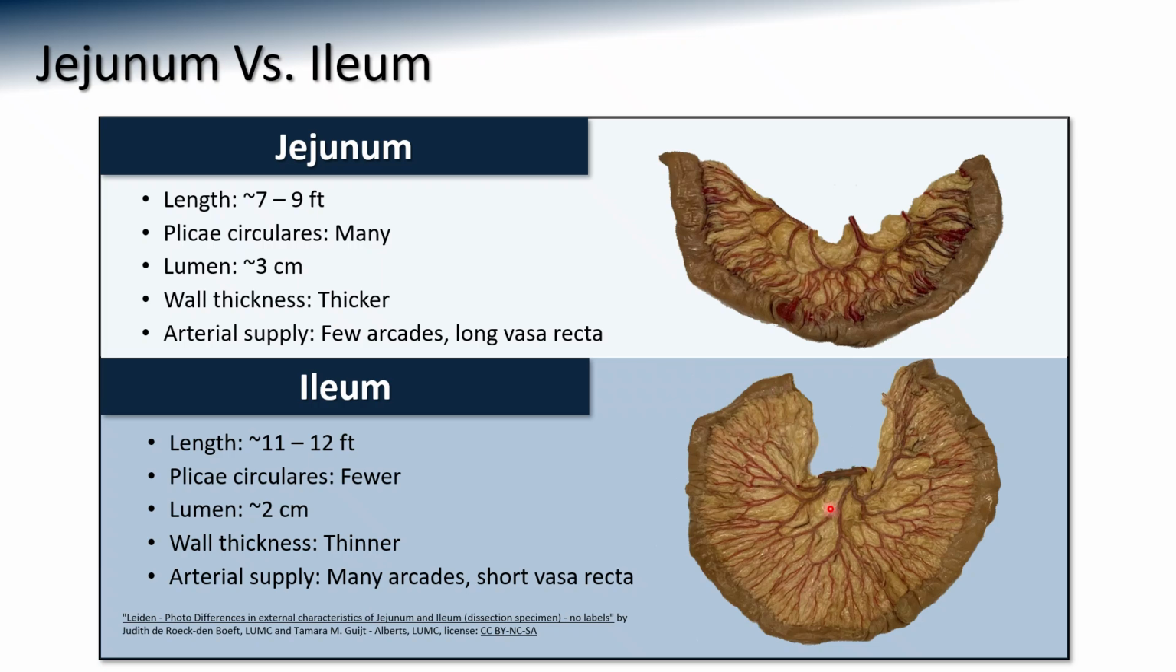The ileum then is going to have fewer plica circularies. It is between 11 and 12 feet long. Its lumen is decidedly narrower, only about 2 centimeters wide, and its walls are also thinner. The arteries coming here are going to have lots of little arcades and shorter comparative vasa recta.